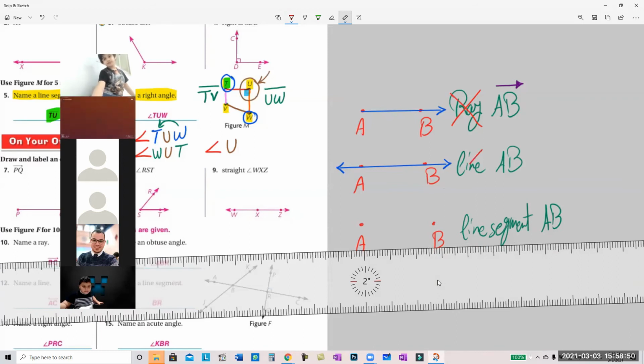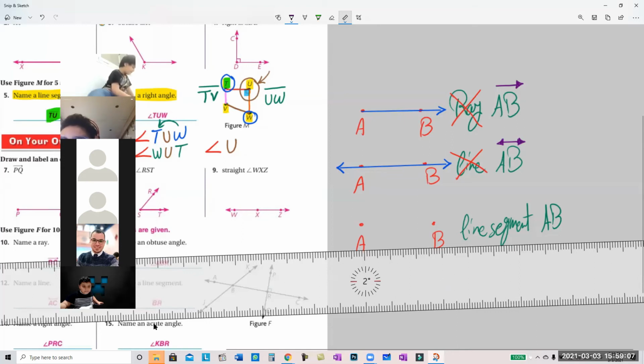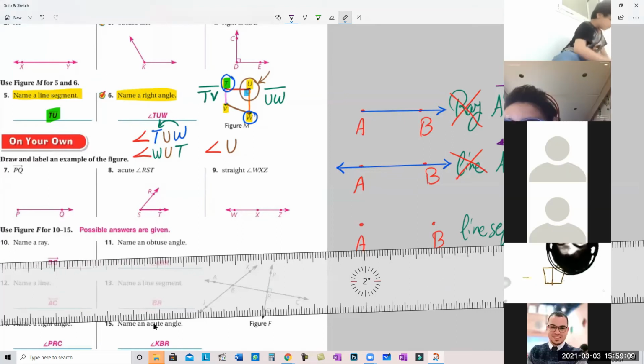Can we cancel the word line here? And instead of it, we're gonna draw a line here, so it's a double arrow, right? Yeah, double arrow here. Okay, thank you so much, Sultan.